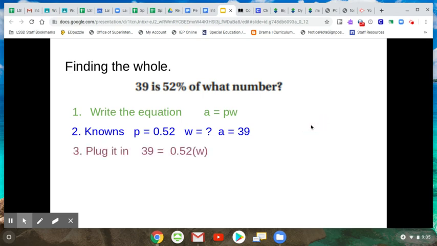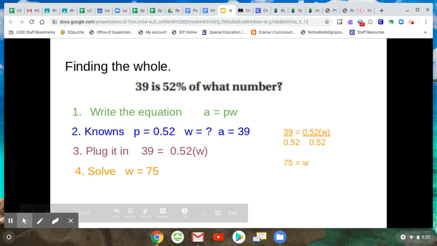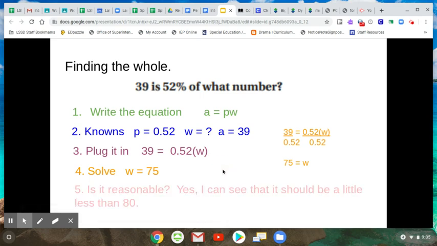Let's move on. Plug it in and solve it. This time I will be dividing by 0.52 on both sides, and I end up with W is 75. Is that just under 80? Why, yes it is, so it is reasonable.